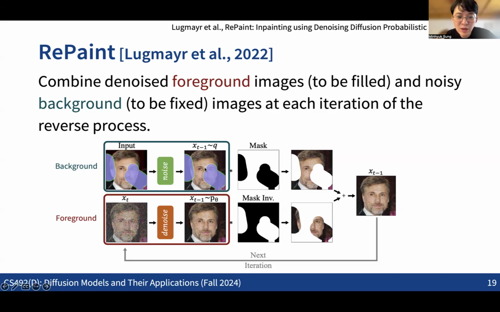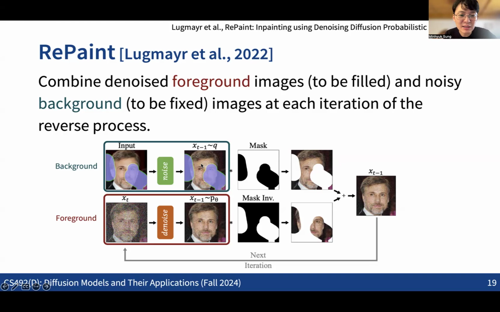Now we composite these two different x_{t-1} using the given mask. For the background region, we take the image from the forward process, and for the foreground region, we take the image coming from the denoising. That composition becomes our next step, x_{t-1}. This is an interesting idea in terms of how we can combine the forward process and the reverse process for each part of the image, enforcing the background region to be preserved while making realistic images for the foreground region.